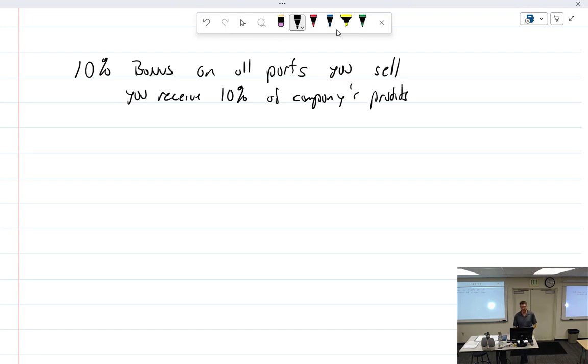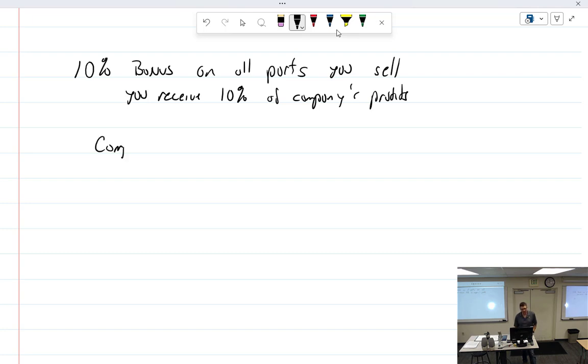Can't give you 10% of the whole thing. So whatever, I'll be the company. Whatever I sell, I have my markup. I'll give you 10% of what my markup is. Okay, 10%. So company marks up all parts.